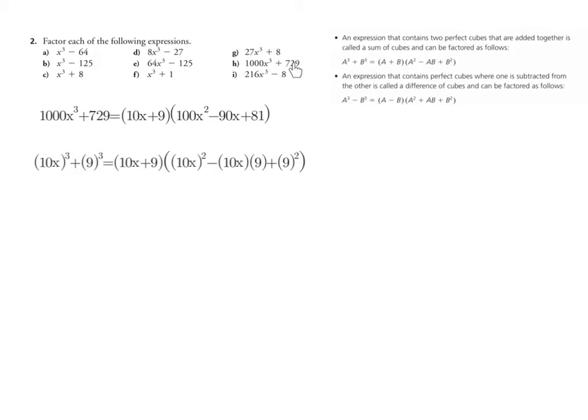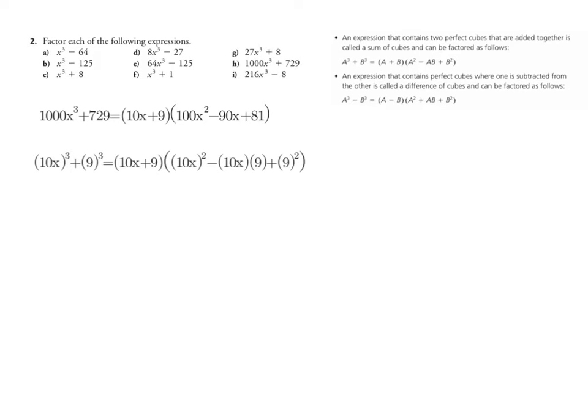729, you take the third root on your calculator, you find out that it's 9. 1,000, take the third root, you find out that it's 10. So you got your 10x cubed. 10x in brackets cubed is 1,000x cubed. 9 in brackets cubed is 729. So you got your 10x and your 9. You got your 10x squared and your 9 squared, and you got your 10x times 9. Plus goes in the first one, minus goes in the second because it's a sum. See, when you have the sum, you got the plus in the first, minus goes in the middle here. When you have the difference, the minus goes in the first, and the plus goes in the middle there.